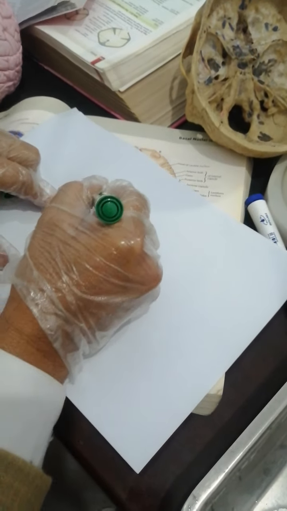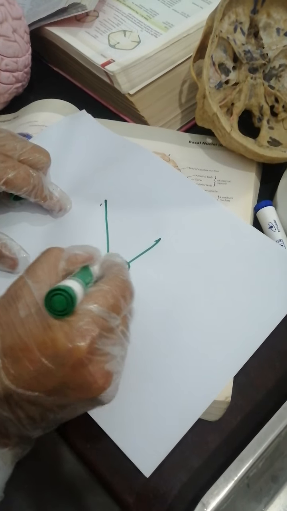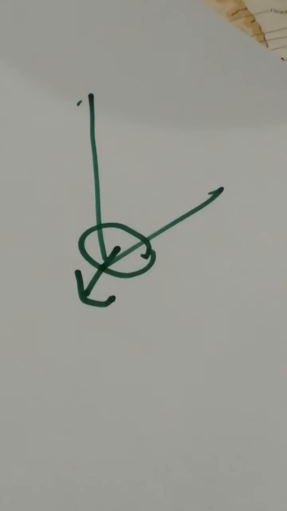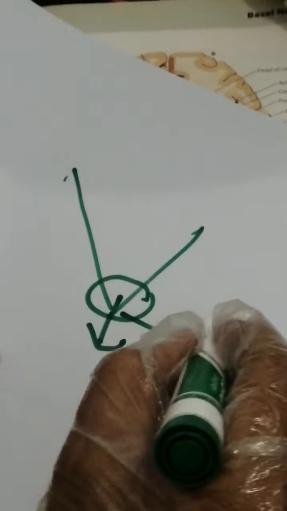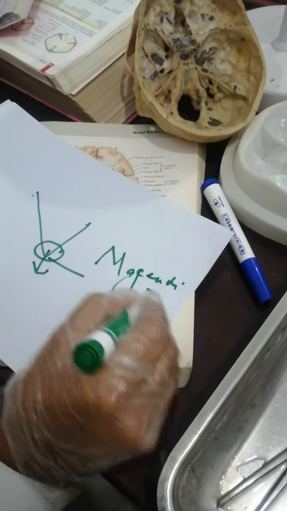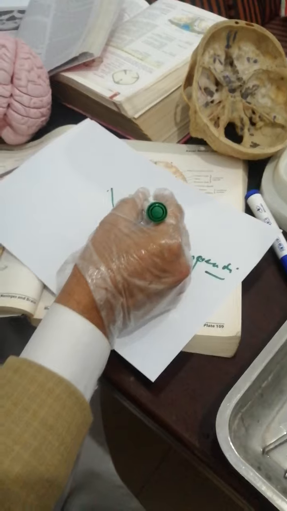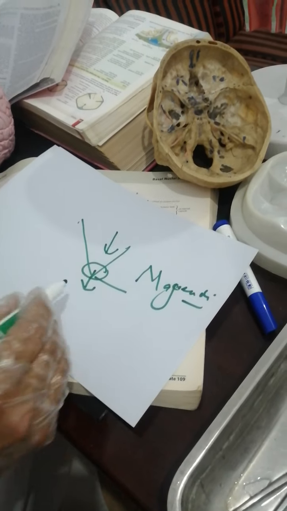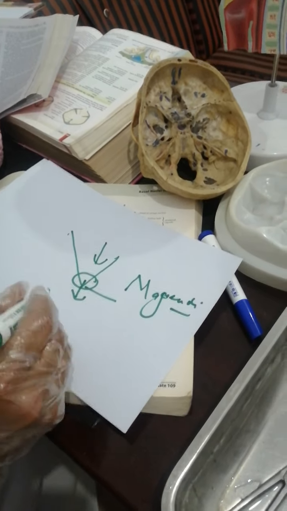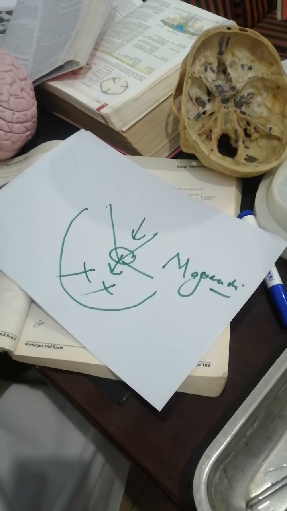If this is the fourth ventricle, the foramen here at the midpoint is called the median foramen, or foramen of Magendie. The foramen of Magendie is in the midpoint of the dorsal roof of the fourth ventricle, and the CSF from the fourth ventricle passes through this foramen of Magendie into this subarachnoid space, the cerebellomedullary cistern.